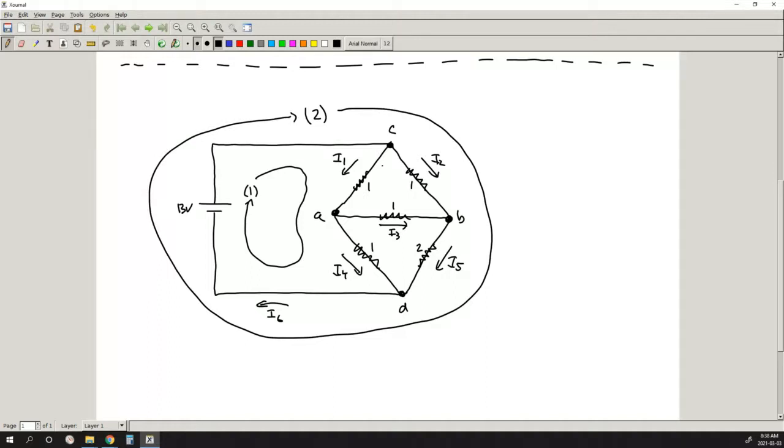We also had this loop here, which we called 3. But there's also another potential loop that we could have used. Let's label this loop here 4. We could make use of this loop also. So we're going to find that we don't always need to make use of every possible junction and loop that we can to solve the system here.